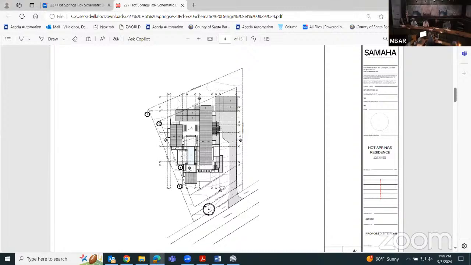All right, thank you. Okay, so I'll open public comment. Would anyone in the audience like to address number 1227 Hot Springs Road? No requests. Okay, thank you. Back to the board, and this item is here for conceptual review.